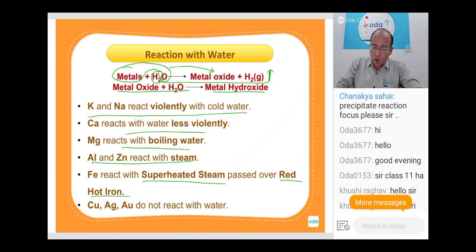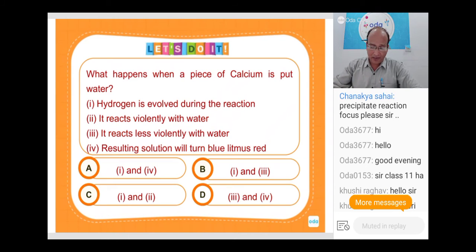Did you understand? Copper, silver and gold are noble metals and coinage metals. They will not react with water. Did you understand or not? They do not react with water. So you will have to remember this. Just remember the reactivity sequence. So I hope it is clear.